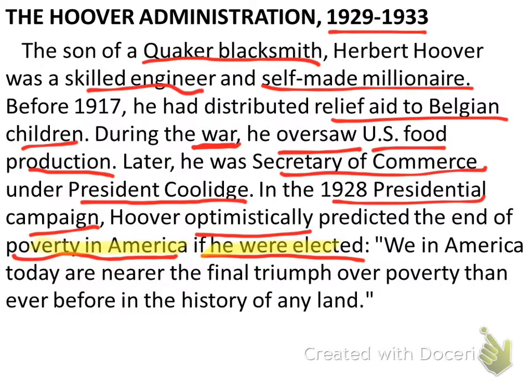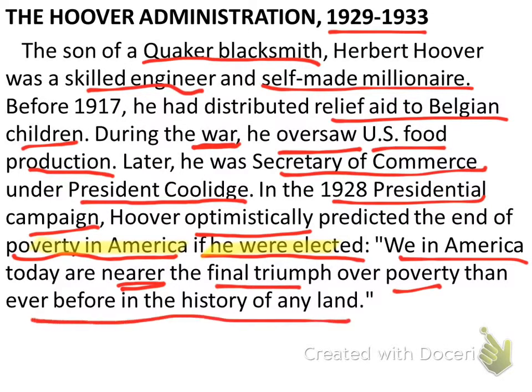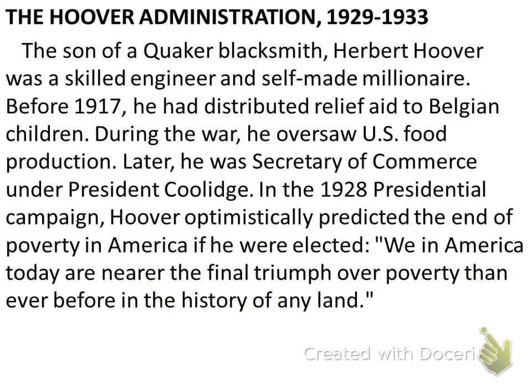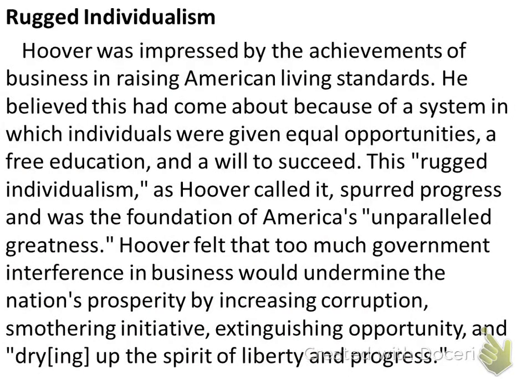And so he won. He said, we in America today are nearer the final triumph over poverty than ever before in the history of any land. So he's basically saying, we're going to triumph over poverty. We're going to end poverty. We're going to do away with it. And we're closer to that than ever before. Pretty optimistic talk. Okay, let's go back to rugged individualism.